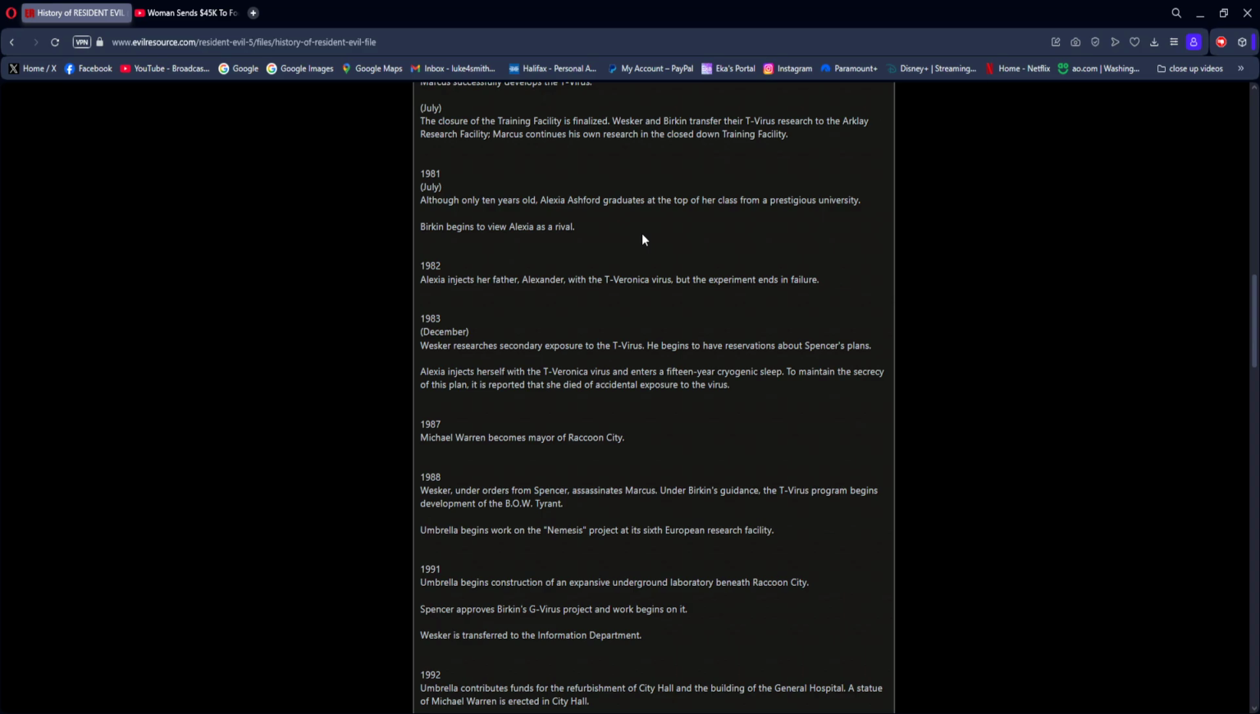Wesker researches secondary exposure to the T-virus. He begins to have reservations about Spencer's plans. Alexia injects herself with the T-Veronica virus and enters a 15-year cryogenic sleep to maintain the secrecy of the plan. It is reported that she died of accidental exposure to the virus.